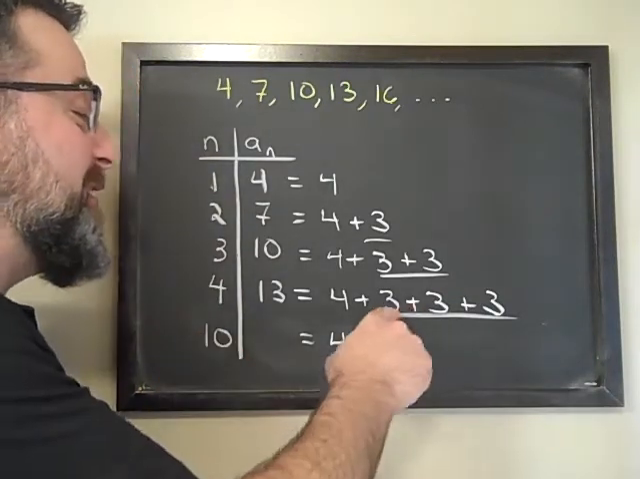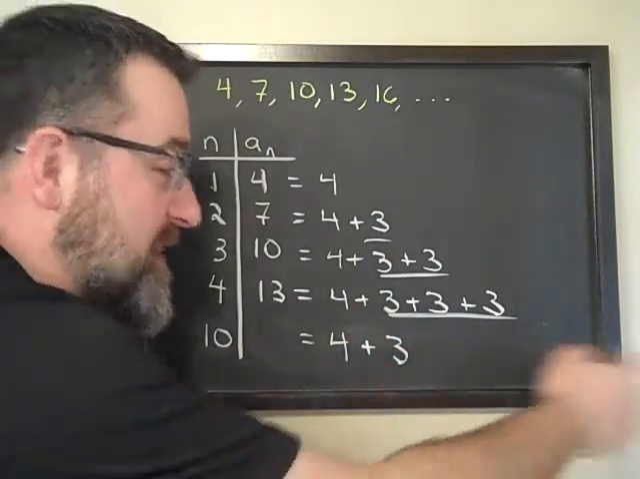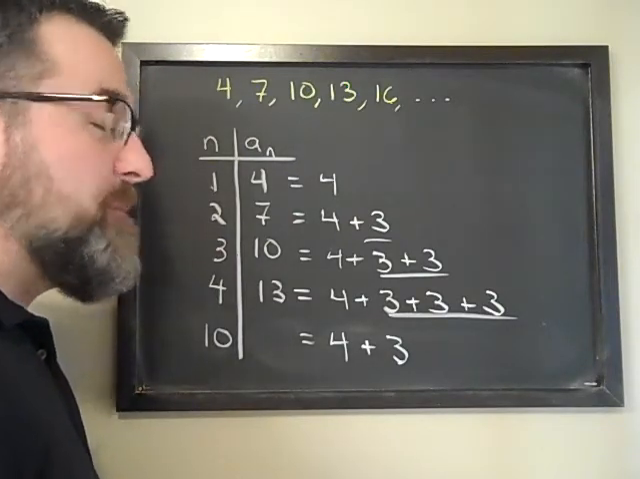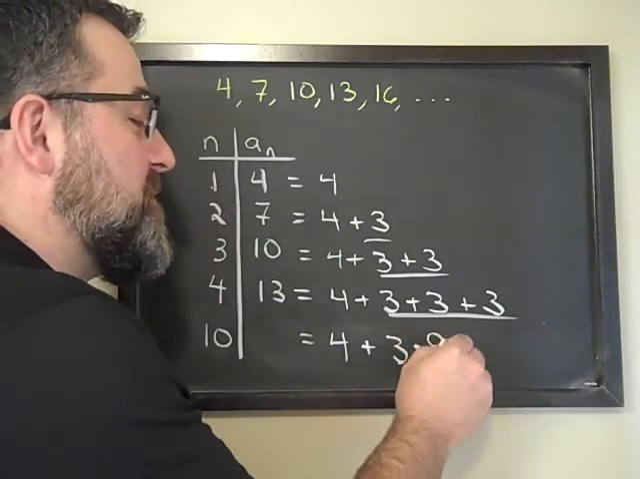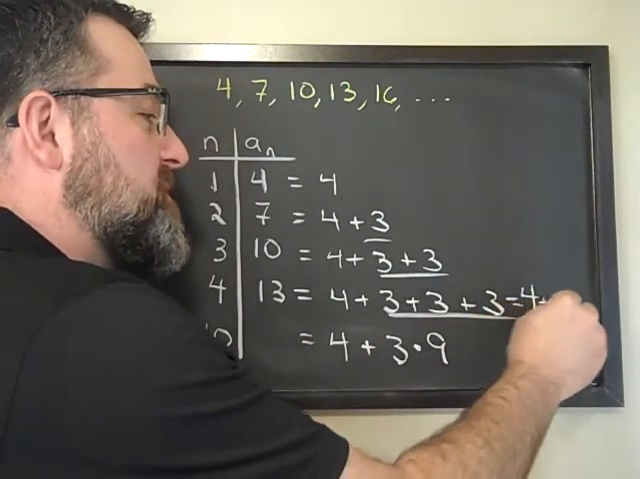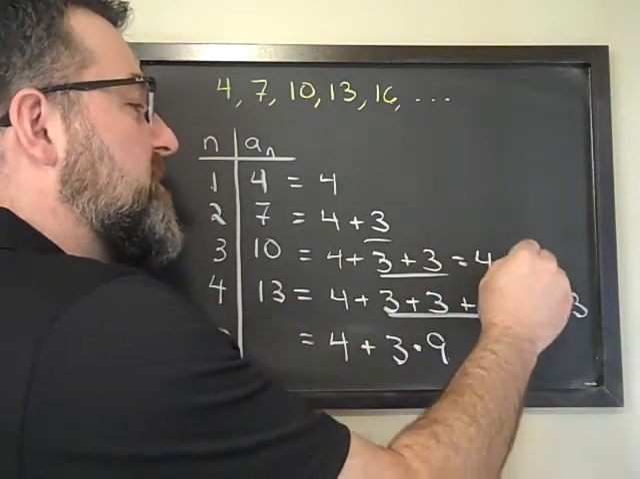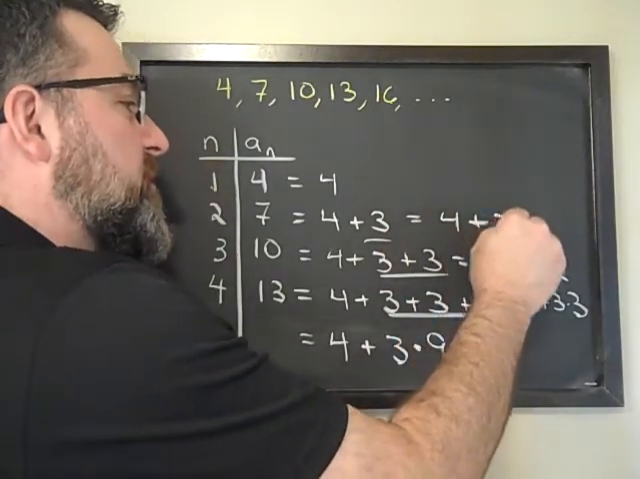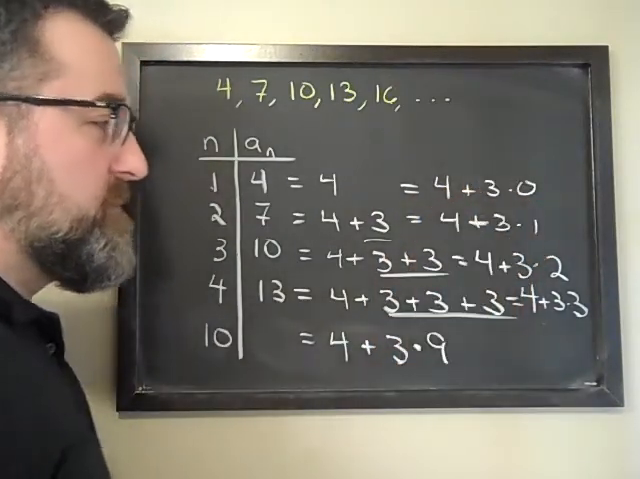So we're going to add 9 3s, which I don't want to add 9 3s. Like I said, I don't have enough room for that. So the quick way to show repeated addition of 3 9 times is to take 3 times 9. Likewise, this could be expressed as 4 plus 3 times 3. This could be expressed as 4 plus 3 times 2. This is 4 plus 3 times 1. This could be written as 4 plus 3 times 0. Does that make sense?